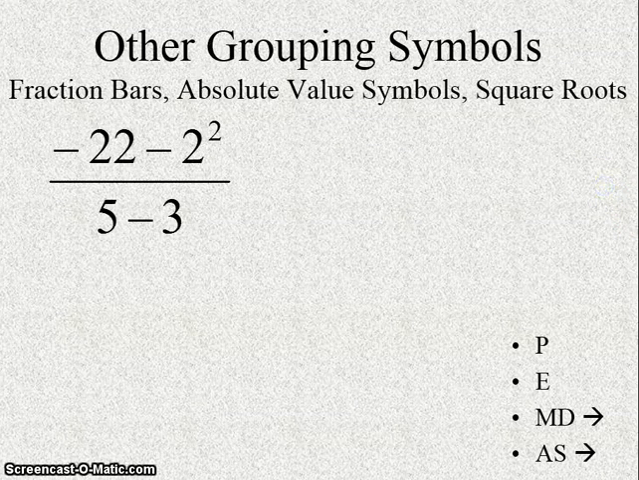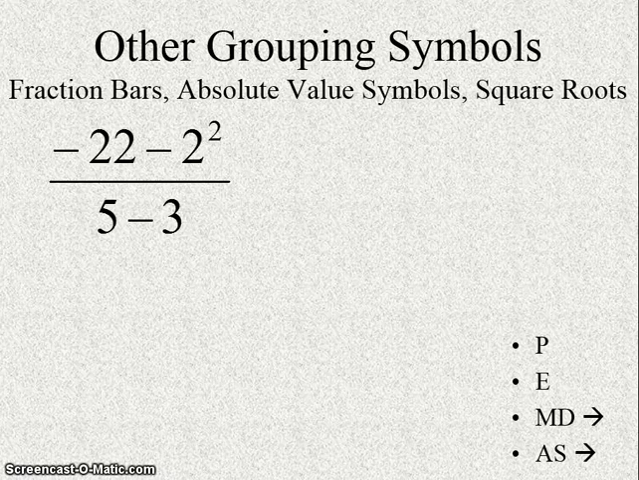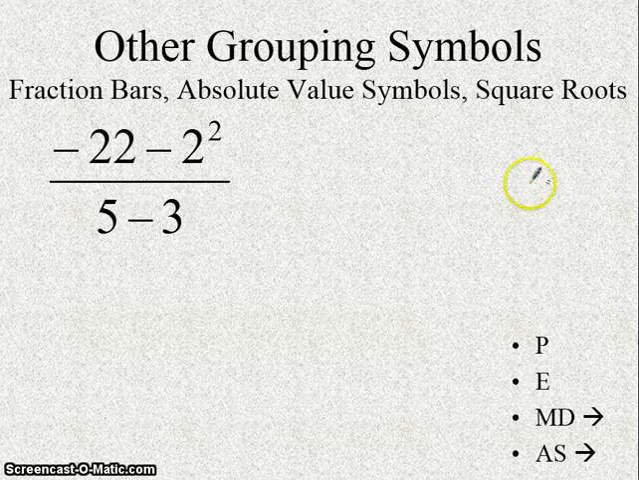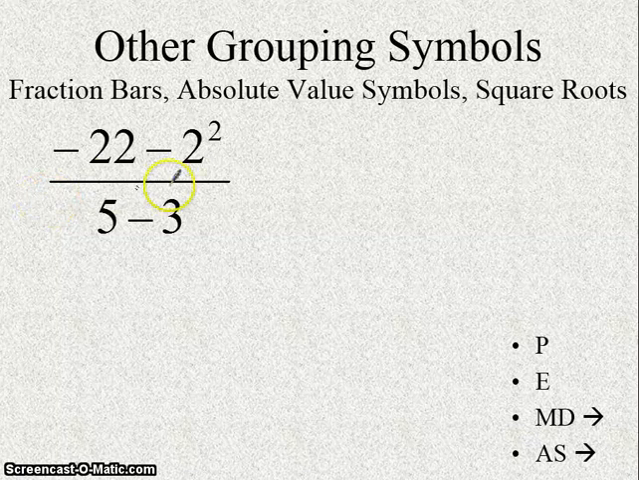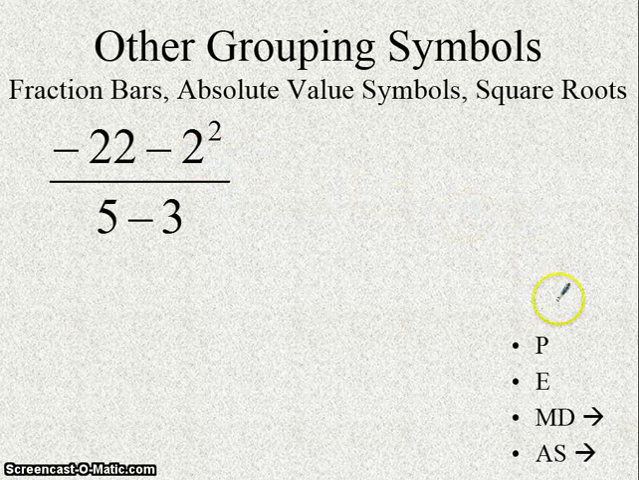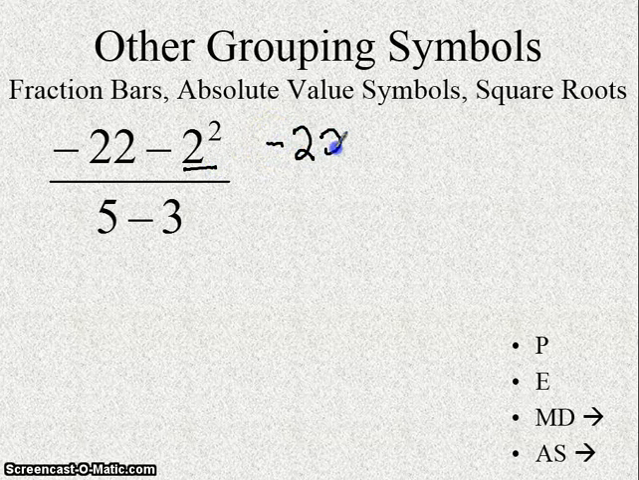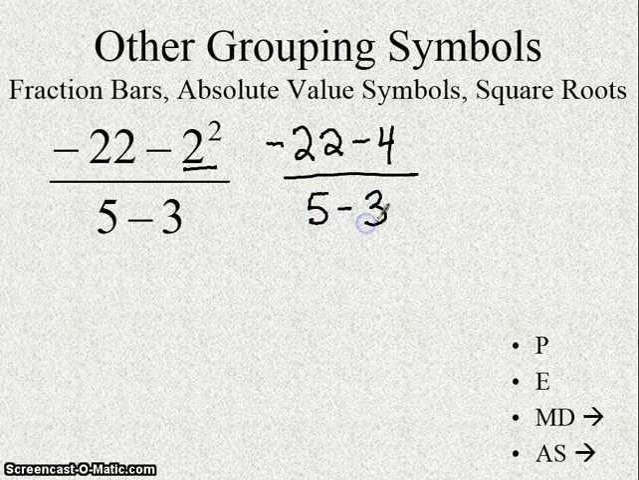There are other grouping symbols other than parentheses and brackets, so I would like to show you some examples of these. Let's start with a fraction bar. For a fraction bar, you must simplify the top and the bottom separately before you divide. So we're going to do all the operations on the top first. Do we have any grouping symbols on the top? No. Do we have any exponents on the top? Yes, right here. So we have negative 2 squared minus 4. And I'm just going to carry the bottom along, 5 minus 3.